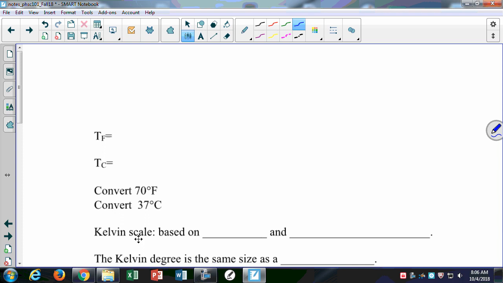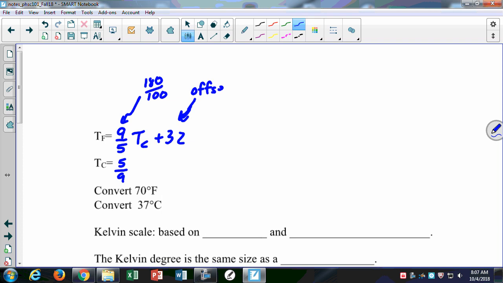Anyway, you can convert between Fahrenheit and Celsius. I'm not going to make you do this, but I just want you to be aware that there are these formulae to allow you to convert. Fahrenheit is 9/5 times the Celsius temperature plus 32, and the Celsius temperature is equal to 5/9. Remember, this 9/5 comes about as 180 over 100. And this 32 comes about because there's an offset from 0 to 32 for the freezing points.